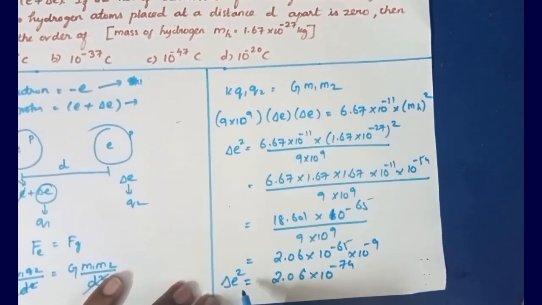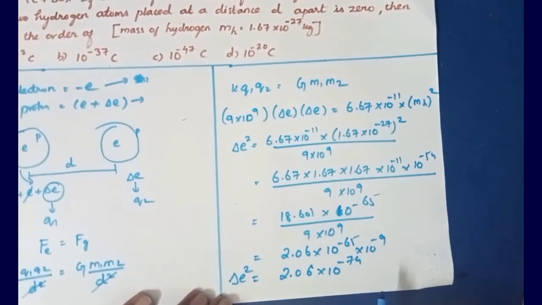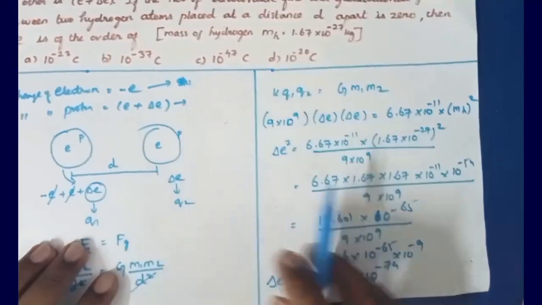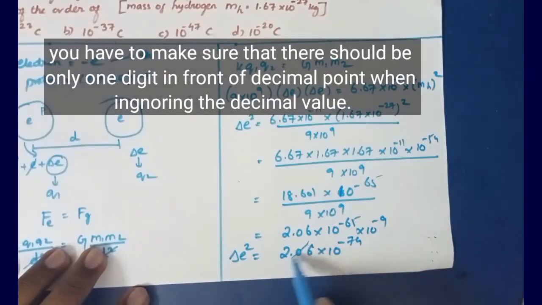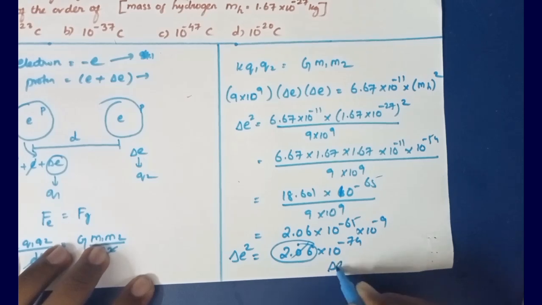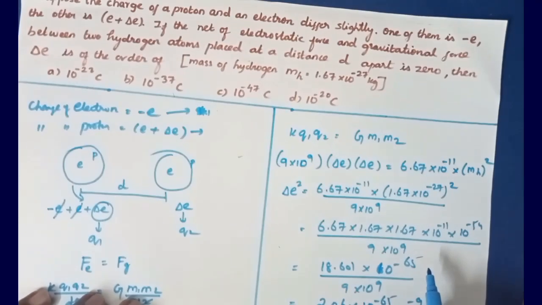But we need the value of del e, so we take the square root. If you check the answer, only the 10 power value is there, so you can ignore the leading term and just find the square root of 10 power minus 74, which is 10 power minus 37. The answer is B.